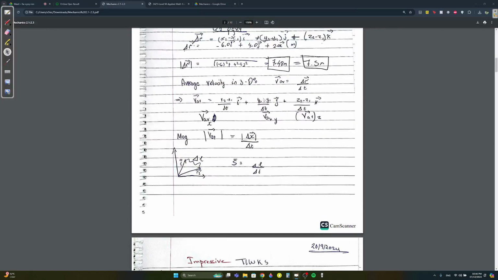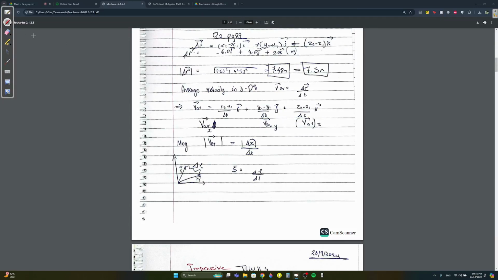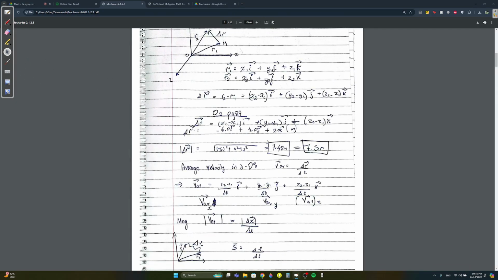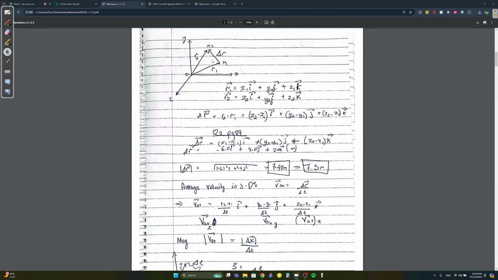The average velocity, this is important. Average velocity is equal to delta r over delta t. Delta r is the change in position, guys, that we found here, because you know velocity is equal to displacement over time. Delta r can be thought of as displacement. You see, it's the change. You went from here to here.